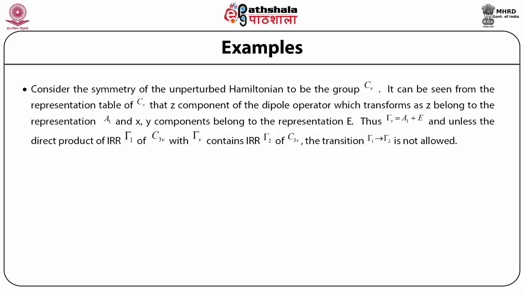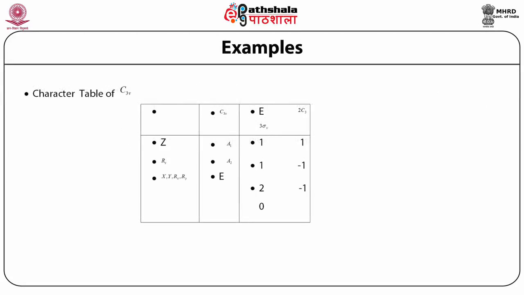Now, from what we have learned, unless the direct product of the irreducible representation gamma 1 of C3v with gamma V, which transforms as A1 plus E, contains the irreducible representation gamma 2 of C3v, the transition from gamma 1 to gamma 2 is not allowed. So for a transition to be allowed, gamma 2 must be contained in the representation. Let us look now at the character table. As I explained, the z component transforms as A1 and the x and y components as E.